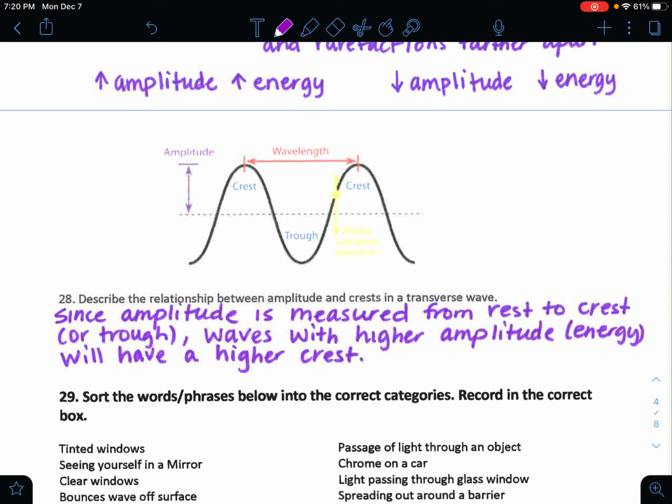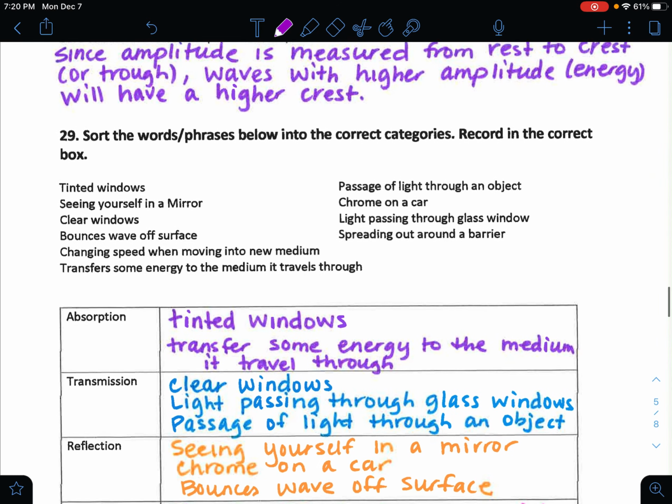Okay, so describe the relationship between amplitude and crest in a transverse wave. Since amplitude is measured from the rest to crest or trough, but crest in this case because that's what the question is asking us. Waves with higher amplitude energy will have a higher crest. All right, so if there's more energy behind that wave, then it's going to move farther off of the rest and it's going to give us a higher crest.